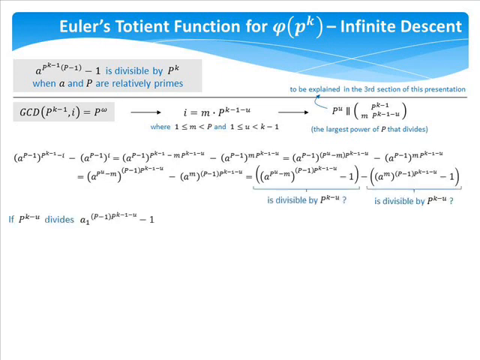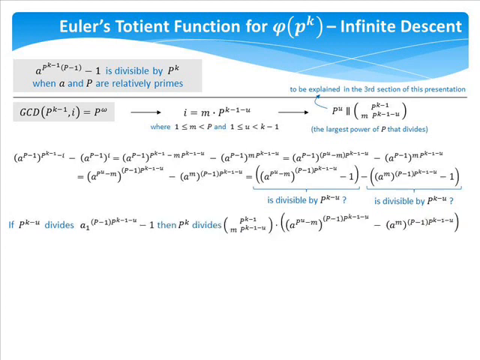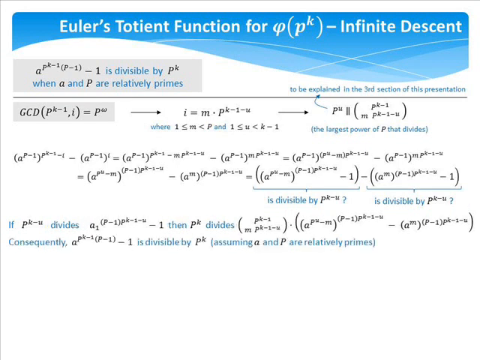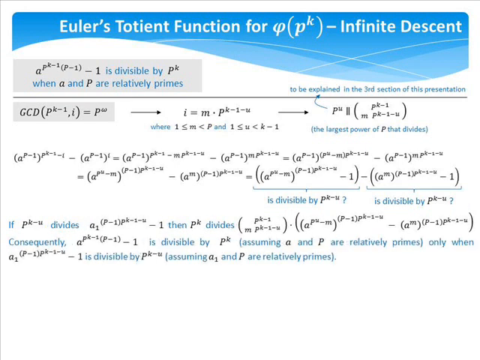If p raised to k minus u divides a sub 1 raised to p minus 1 times p raised to k minus 1 minus u minus 1, then p raised to k divides the product of the binomial and the difference of powers. Thus, it divides each term of the summation. Consequently, we prove divisibility by p raised to k only when a sub 1 raised to p minus 1 times p raised to k minus 1 minus u minus 1 is divisible by p raised to k minus u.